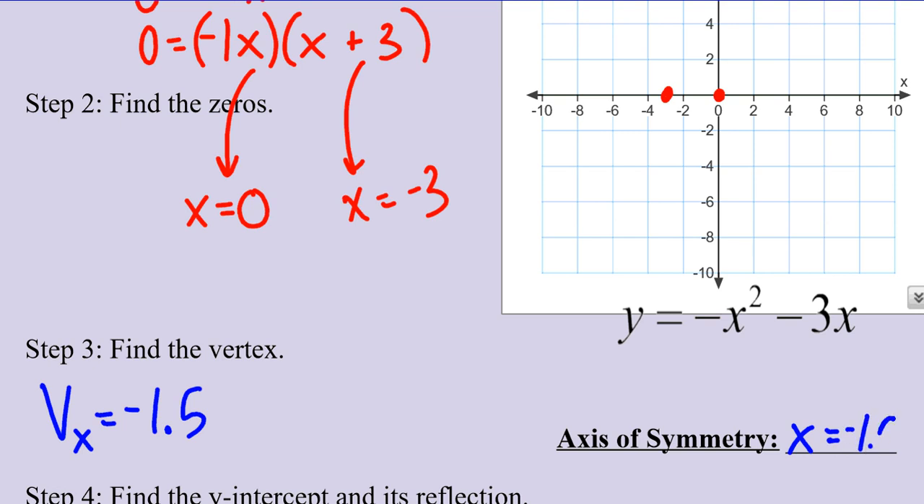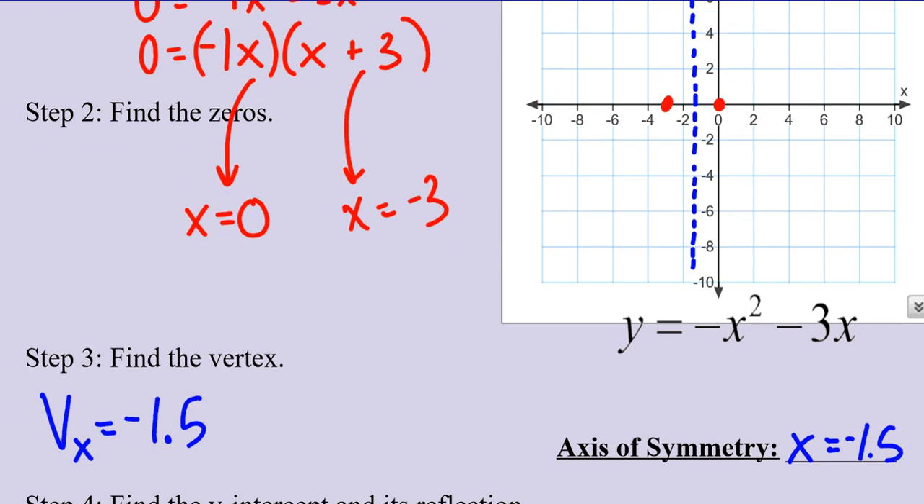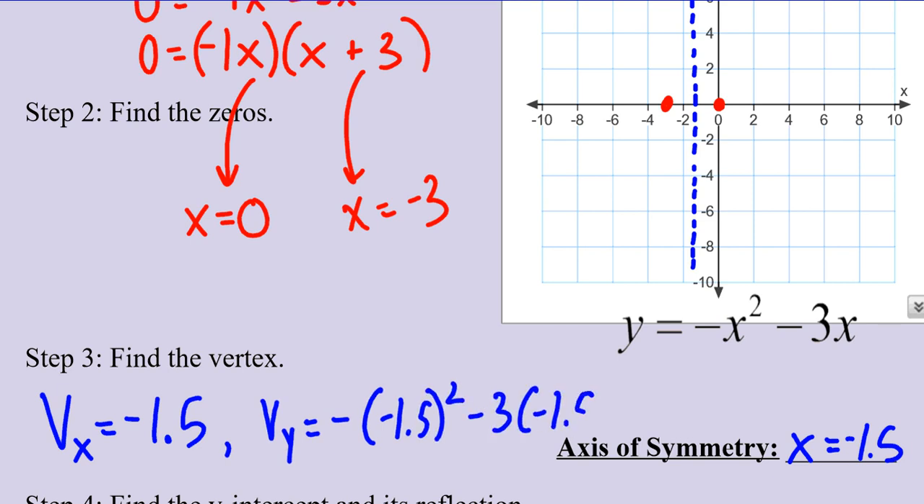That is also where my axis of symmetry is going to be, halfway between the two x-intercepts. How do I find where the vertex is actually located? I put -1.5 in for x in my equation. So my vertex's y coordinate would be -1.5 squared minus 3 times -1.5. You've got to be really careful here.